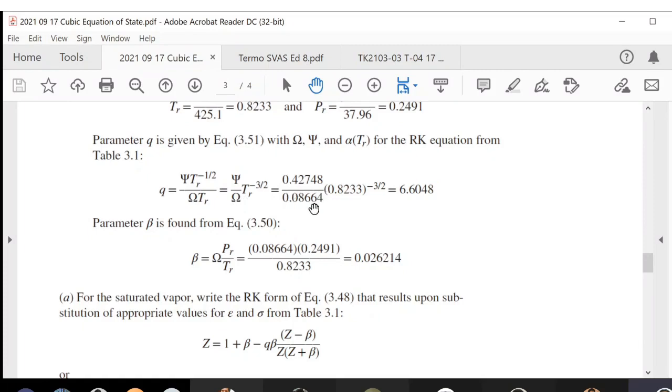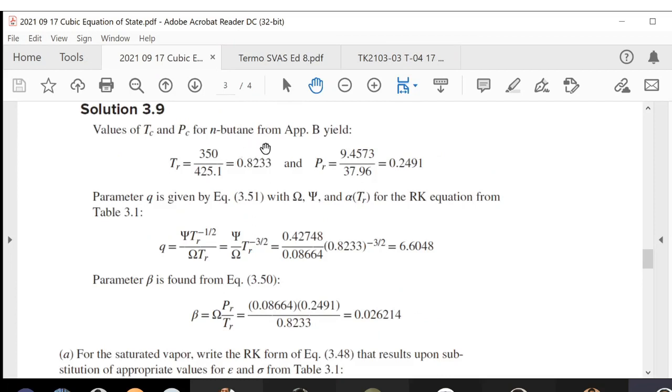So you just put over there, and then the TR is the TR that we just calculated, 0.82. We put over here, and then we get Q over here, 6.6. How about beta? This is beta. The equation is omega PR over TR. This is the omega, 0.08. This is the PR, reduced pressure. This is reduced temperature. This is the value of beta. So we get Q and beta.